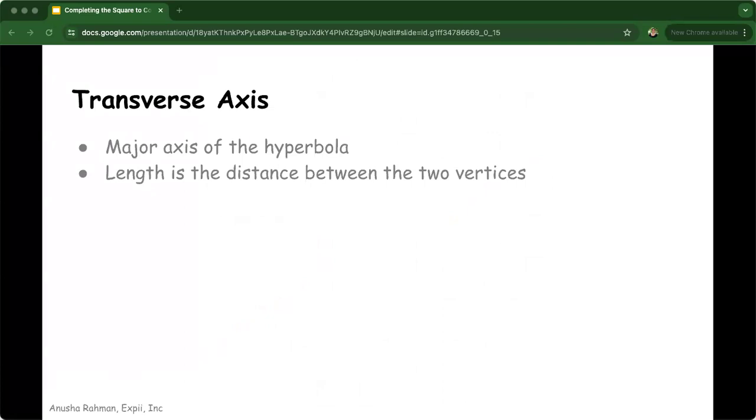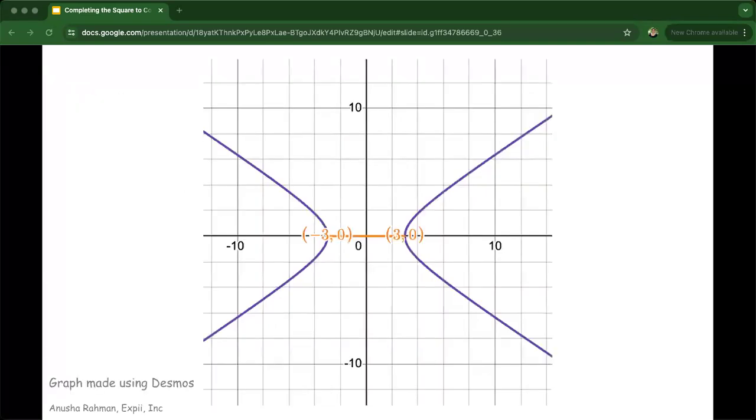It is also the major axis of the hyperbola. The length of the transverse axis is equal to the distance between the two vertices. Here's an example of the hyperbola in purple, with the transverse axis in orange. I've left the vertices for you as well.